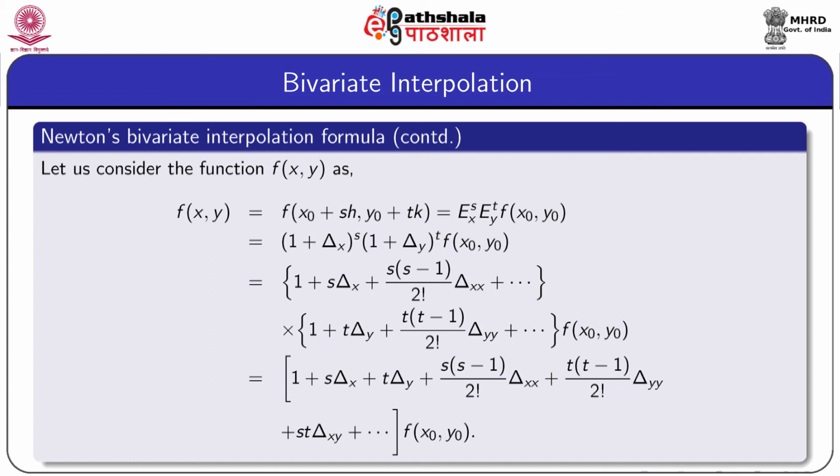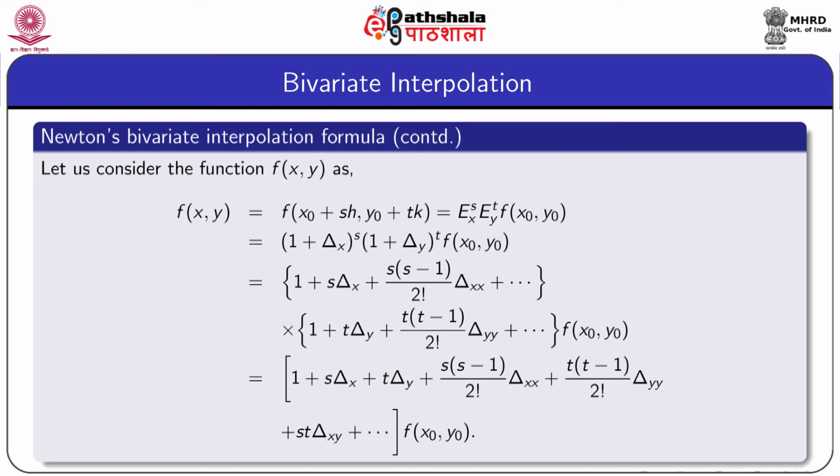Ex power s and Ey power t are the shift operators with respect to x and with respect to y respectively. Again, we know that Ex is equivalent to 1 plus delta x. So, this expression reduces to 1 plus delta x power s of 1 plus delta y power t of f of x0 y0. By expanding the terms, 1 plus delta x power s, we get 1 plus s into delta x plus s into s minus 1 by factorial 2 into delta xx plus and so on. Similarly, 1 plus delta y power t is equivalent to 1 plus t into delta y plus t into t minus 1 by factorial 2 into delta yy plus and so on, of f of x0 y0.